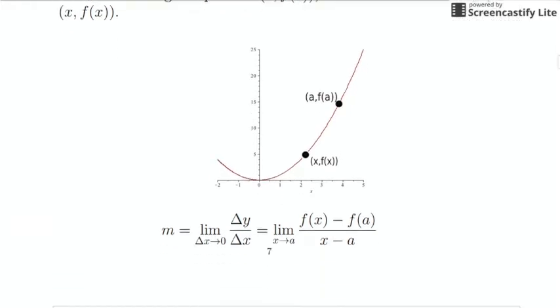The way we do that here is we take the slope of that secant line, the slope of the line connecting those two, and then we take the limit as delta x, the difference in x between my x and my a here, goes to 0. Now, remember, delta y over delta x is the formula for the slope of a secant line.